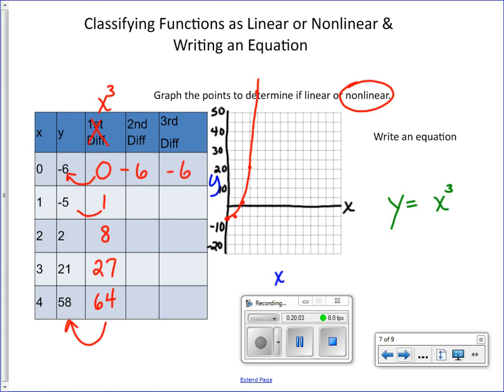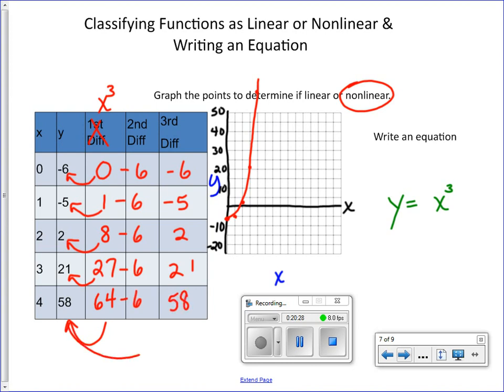To get from 1 to negative 5, if I subtract 6 from 1, that gives me negative 5. And it appears that in every case, to get from 8 to 2, if I subtract 6, that gives me the 2. And the same, 27 minus 6 gives me the 21. And 64 minus 6 gives me the 58.